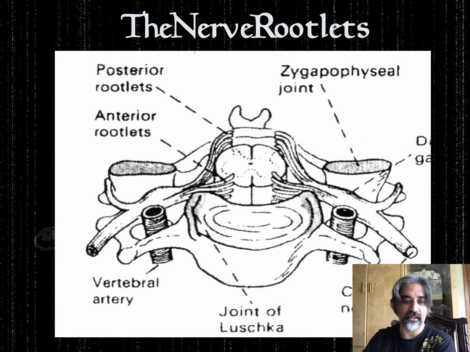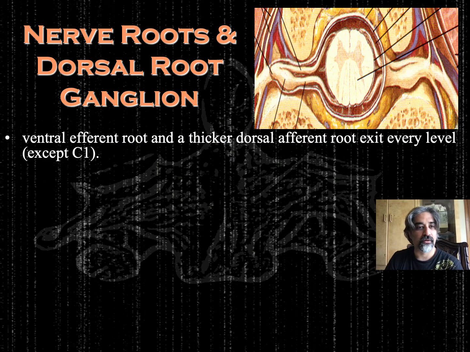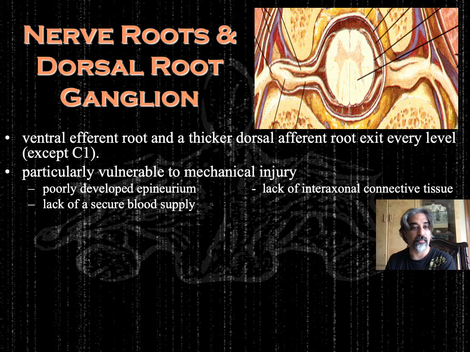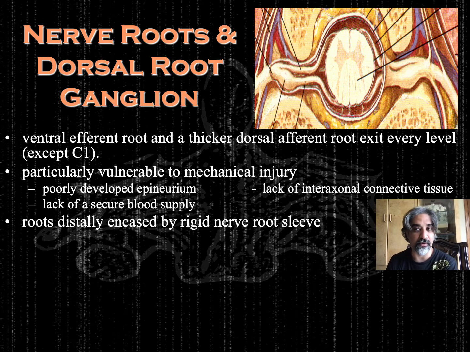The nerve rootlets, as you can see here, coalesce to form the dorsal root, which then becomes the dorsal root ganglion. The ventral rootlets come together to form the ventral root, which then joins the dorsal root ganglion. So the nerve roots and dorsal root ganglion. The ventral efferent root and a thicker dorsal afferent root exit at every level except C1. They are particularly vulnerable to mechanical injury for multiple reasons, and the roots distally are encased by a rigid nerve root sleeve, which is continuous with the epineurium.